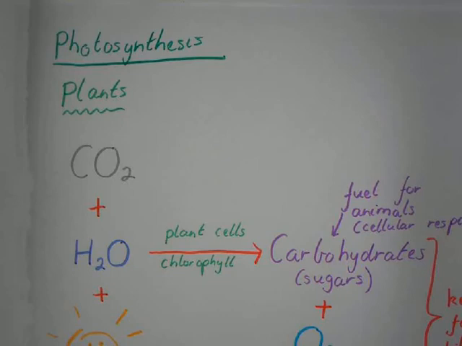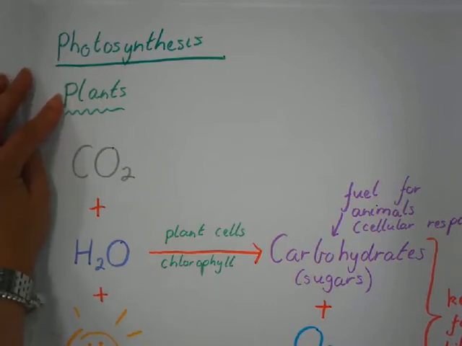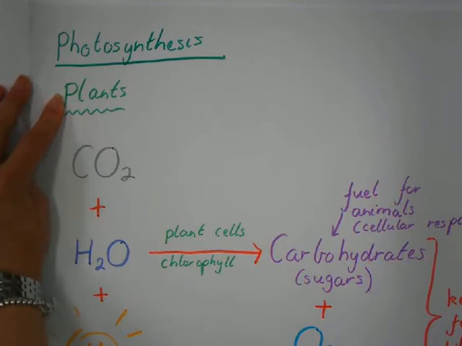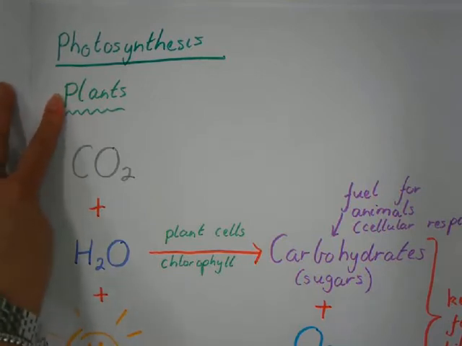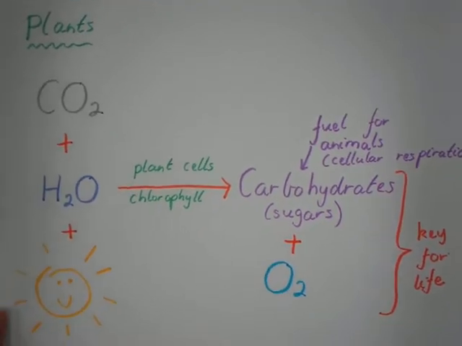So, today we're going to be discussing photosynthesis. Now, photosynthesis occurs in plant cells because they have a really special chemical called chlorophyll inside their cells. So, let's discuss a really quick overview of photosynthesis.